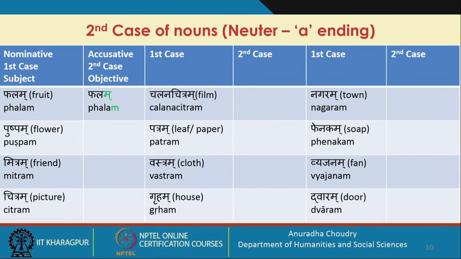So let's do a little exercise. It will be very easy for you. Phalam, phalam. Pushpam, pushpam. Mitram, mitram. Chitram, chitram. Chalana chitram, chalana chitram. What you just need to notice is that when you're doing it, do a different body language for each of them. So when you say chalana chitram asti, and then chalana chitram pashyami. Patram, patram. Vastram, vastram. Griham, griham. Nagaram, nagaram. Penakam, penakam. Vyajanam, the fan, vyajanam. Dwaram, dwaram. Uttamam.